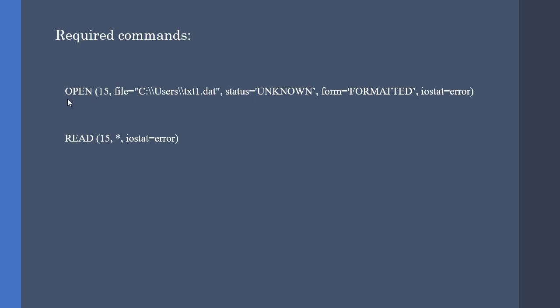After we open the particular file, we are going to read line by line from that file. I used the number 15 to indicate the file, and here the star makes the compiler read any kind of information. And I'm going to use the iostat keyword to show whether I have any problems or not.